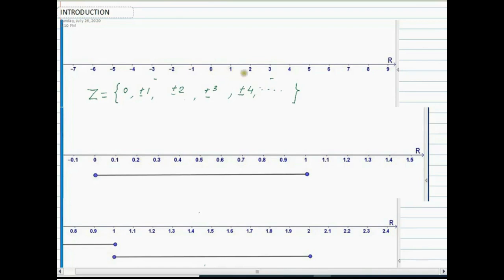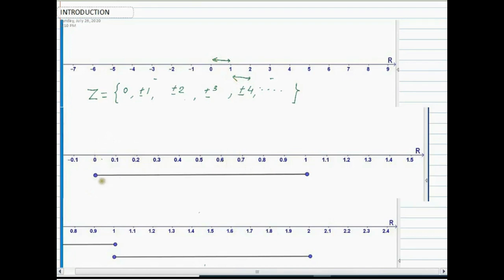Take 0 to 1, there are infinite numbers. 1 to 2, again there are infinite numbers. On any interval, there are infinite numbers. Let us see how. Consider this interval 0 to 2. This interval 0 to 1, and then we will see 1 to 2.